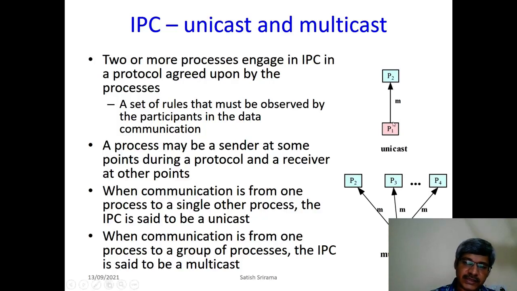When the communication is from one process to one other process, it is called unicast. So the inter-process communication is said to be unicast. However, when the communication is from one process to a group of processes, then the IPC is said to be multicast. So this is the difference between unicast and multicast as far as inter-process communication is concerned.